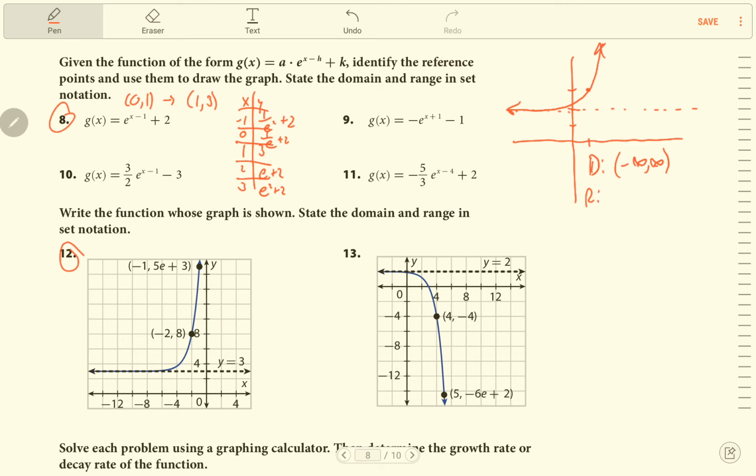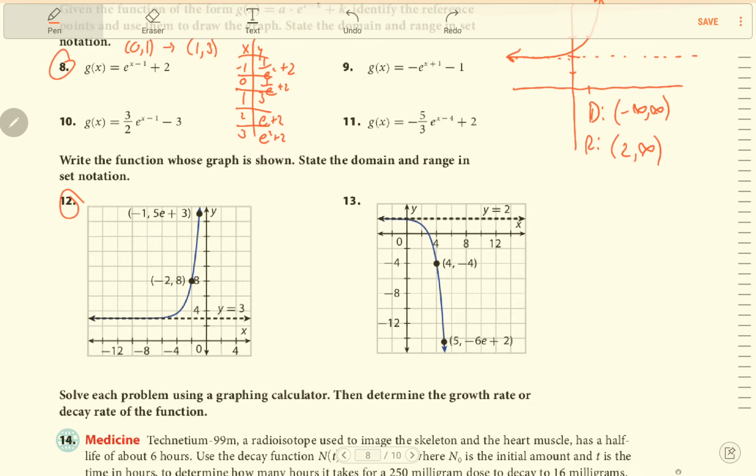The range, well, what's the lowest y value we're going to get to here? Remember, we have this horizontal asymptote that was shifted up 2, so it's now at the y coordinate of 2, so range is starting at 2, going to infinity. Okay, we are not going to hit 2, so notice there's a parenthesis there. We don't actually hit the 2, we approach it, we never get to it.